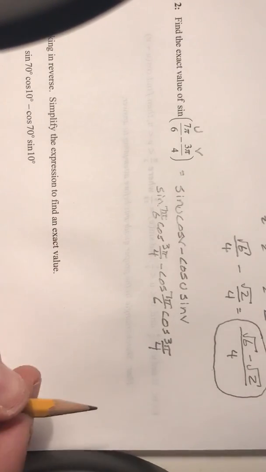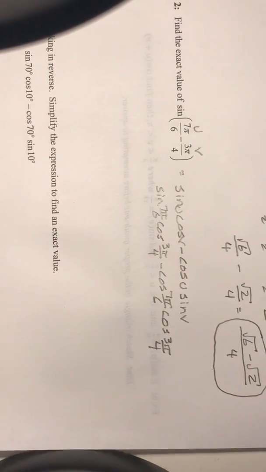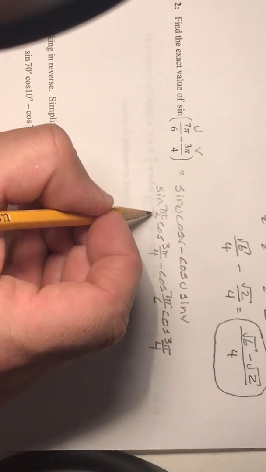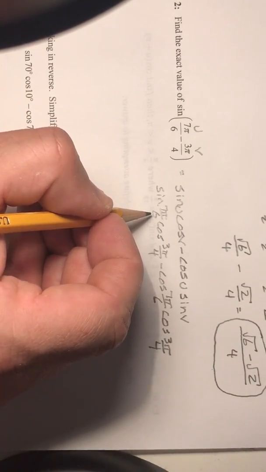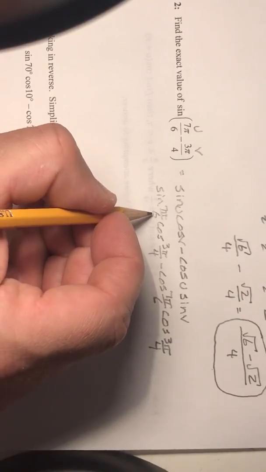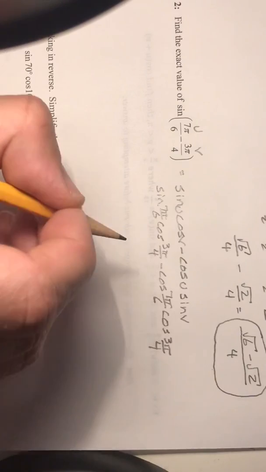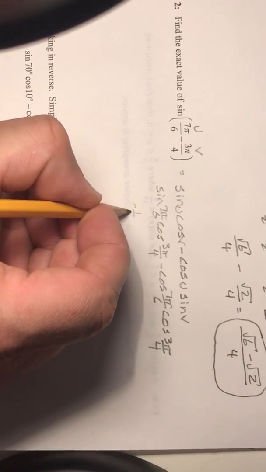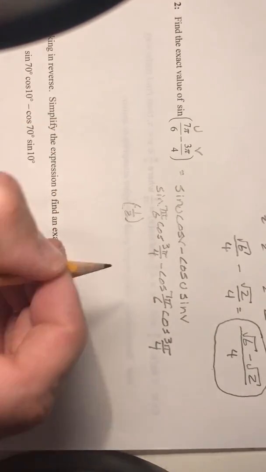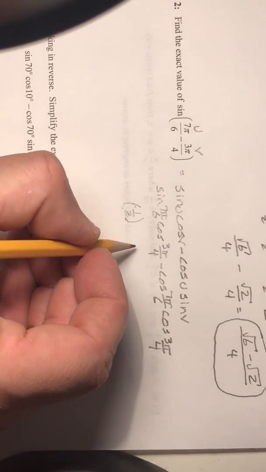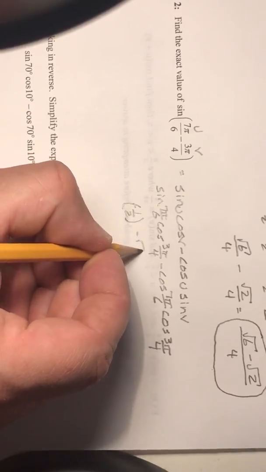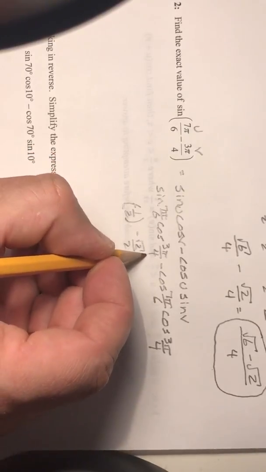And then we just have to be, again, very careful with our unit circle. Remember, pi over 6 is a version of 30 degrees, and if you have 7 sections of 30 degrees, that's all the way around to 210 degrees in quadrant 3. So the sine of that is negative 1/2. And the cosine of 3 pi over 4, that's 135 degrees, that is negative radical 2 over 2.